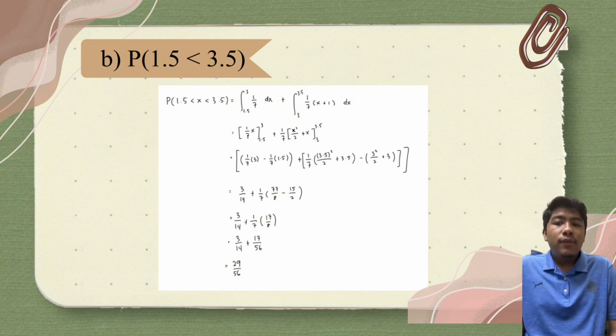Next, we can integrate and we will get 1 over 7x from 1.5 to 3 plus 1 over 7 times x squared over 2 plus x from 3 to 3.5. Then we can substitute the values and we will get 1 over 7 times 3 minus 1 over 7 times 1.5 plus 1 over 7 times 3.5 squared over 2 plus 3.5 minus 3 squared over 2 plus 3. And for question B, we will get 29 over 56.